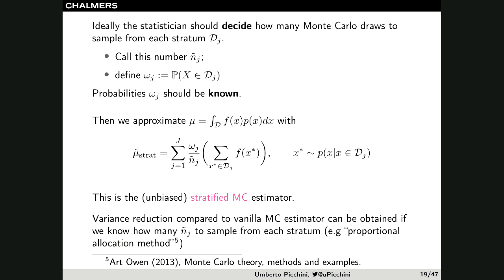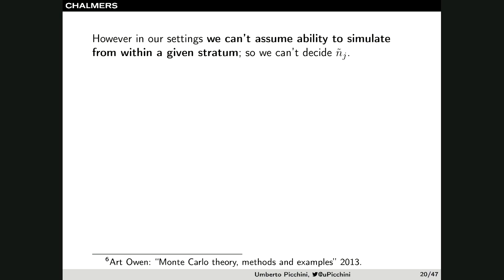Well, in the ideal case, there are some known strategies to reduce the variance of this approximation, but we're not going to look at this because this is the very ideal case where these omega are known and where we are in control of the ability to sample from each stratum. But we cannot actually do that. So we cannot really decide how many times to sample from within each stratum, because in the first place, we don't know how to sample inside each stratum. And we don't know these omega probabilities.